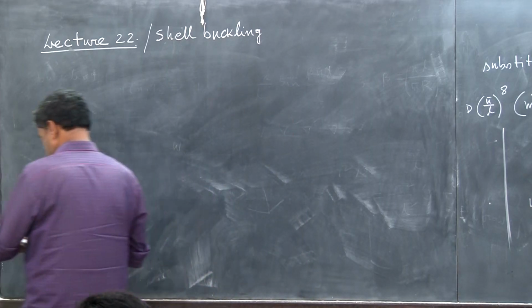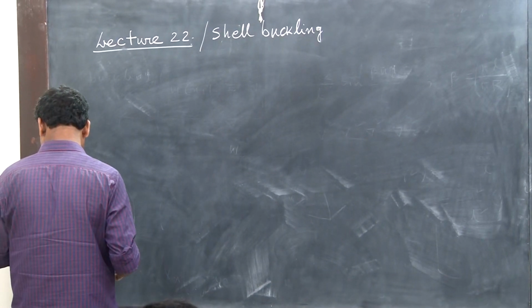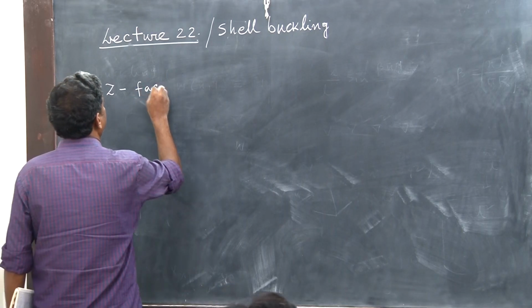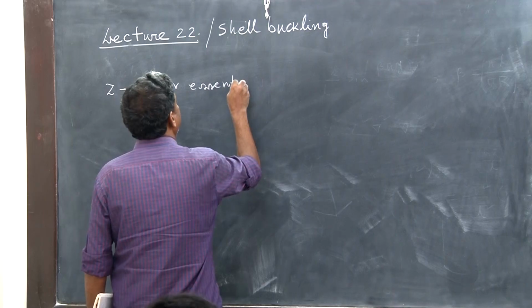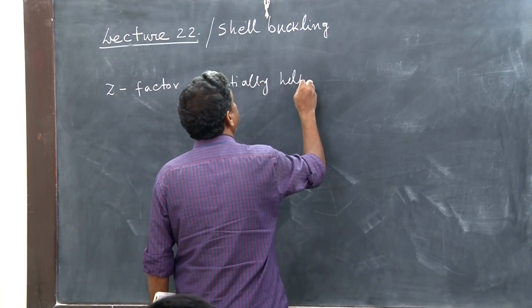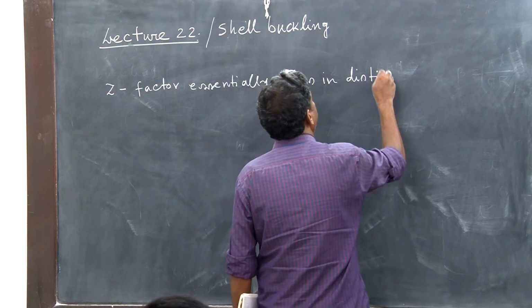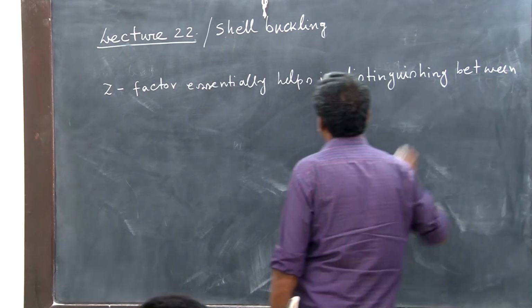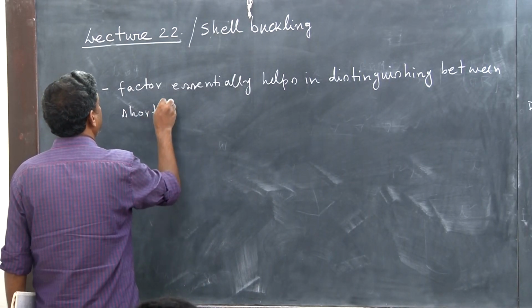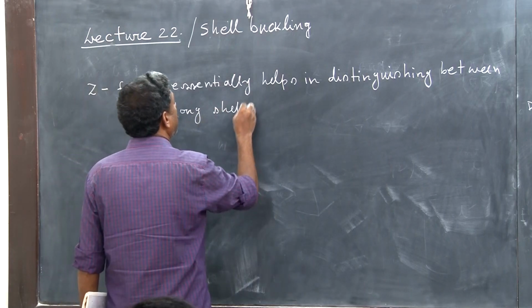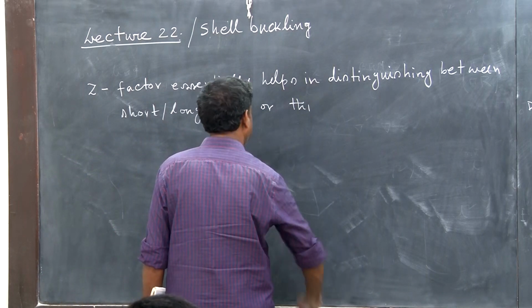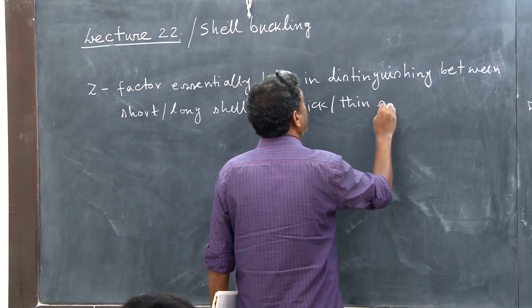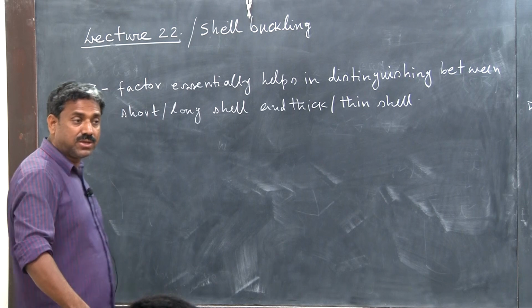Name of the scientist, okay, who investigated this. Now once again, the Z factor essentially helps in distinguishing between short and long cell, and thick and thin cell. See why? Because L by R, you will distinguish long and short cell.